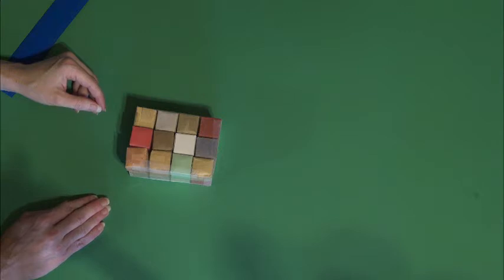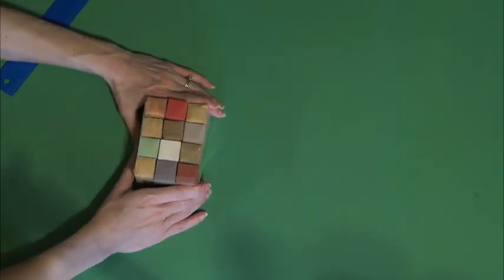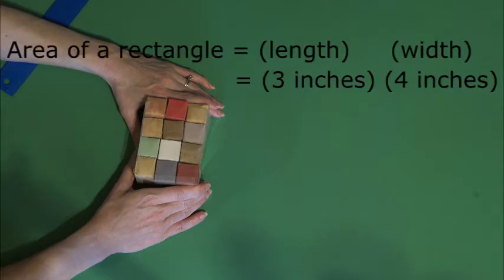Or you can use the formula area of a rectangle equals length times width. For a rectangle, it doesn't really matter which dimension I call the length and which dimension I call the width. After all, if I turn my rectangle like this, my length just became my width, and my width just became my length. To use this formula, you can multiply 3 inches times 4 inches. 3 times 4 is 12, and inches times inches gives you square inches.